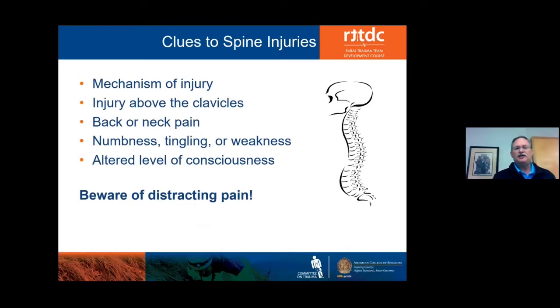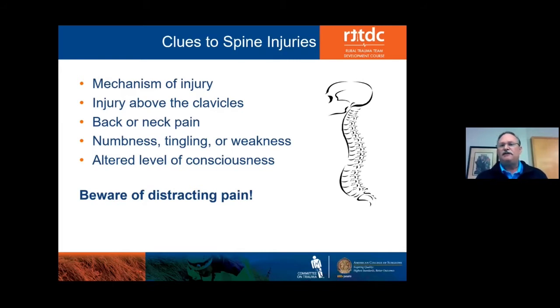Okay. Cervical spine injuries, mechanism of injury is critical. Any type of injury above the clavicles, if they fell down, struck the floorboards with their forehead, any back or neck pain. Obviously, if they have altered level of consciousness, they can't tell you what happened. Those are things that you should always assume a cervical spine injury is present until proven otherwise. And distracting pain is also a very important caveat as well.